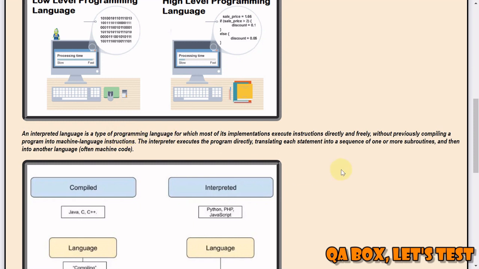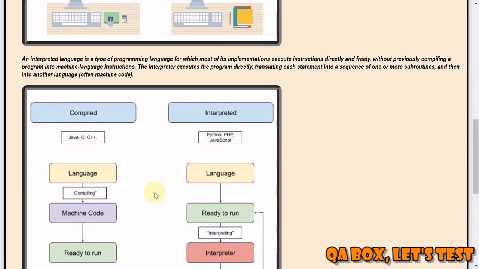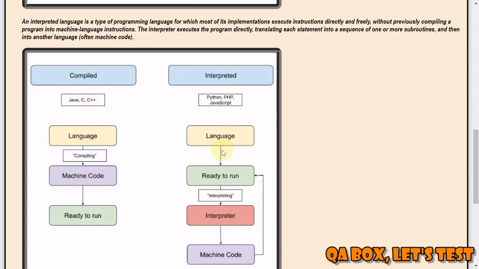So an interpreted language is a type of programming language for which most of its implementations execute instructions directly and freely. All right, so in case of compiled, the code that you have written has to be first compiled, all right, and then it can only run. So take the example of Java, C++. The compiler first converts your classes into the machine level code, all right, and then runs that. However, in case of interpreted languages like your JavaScript, the moment you write your code, it is ready for execution line by line. A line is read first, it's interpreted, and then it gets executed. But in case of compile, your whole program is first compiled and then executed.